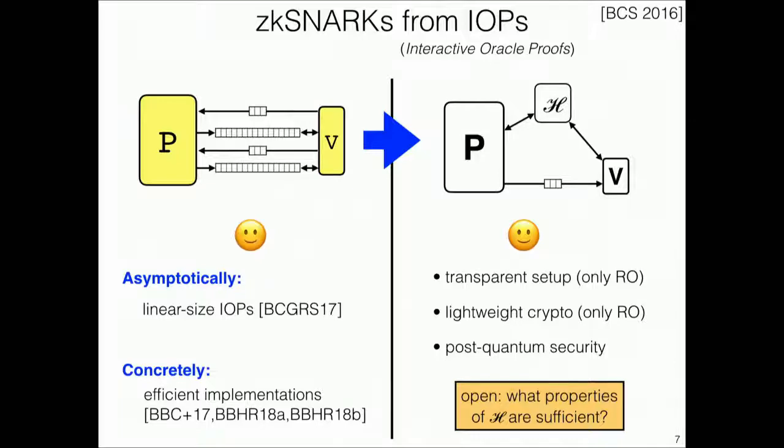So for example, the SNARKs that you heard about in the prior talk are precisely built on a specific choice of interactive oracle proof underneath. All of the scalability properties and good efficiency come from advances and implementations of interactive oracle proofs, on top of which we later add cryptography, okay? So this is where today's post-quantum SNARKs come from.